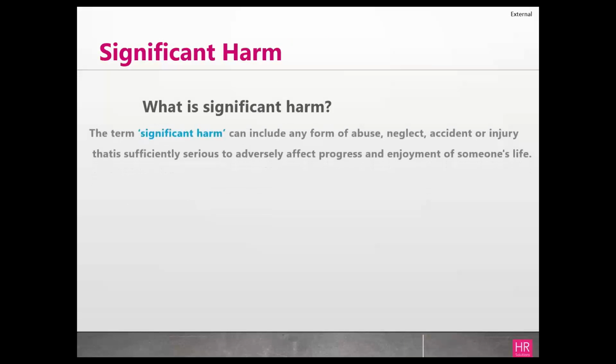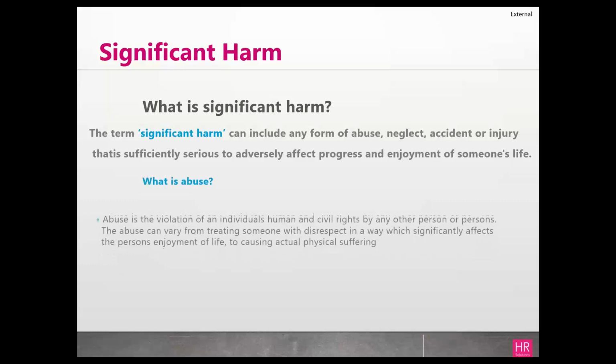So what is significant harm? Significant harm can be any form of abuse, neglect, accident or injury that seriously and sufficiently causes suffering to an individual or someone's life. That can be from mental or physical abuse. It can be from physical torture. It can also be about not giving somebody their medication if they need it. That's significant harm, because they'll then come to harm as they need medication to be able to function potentially.